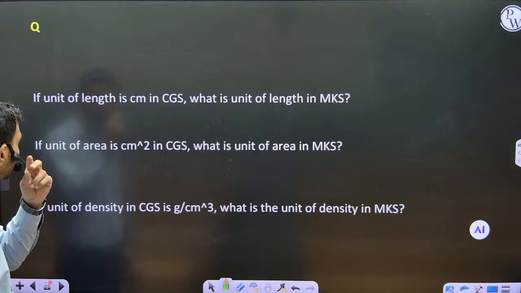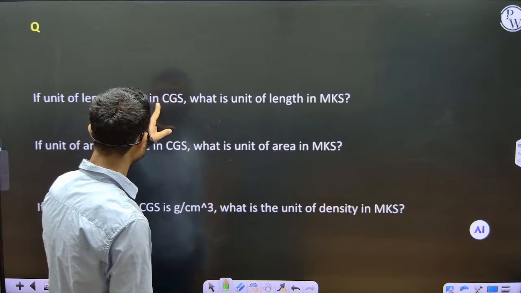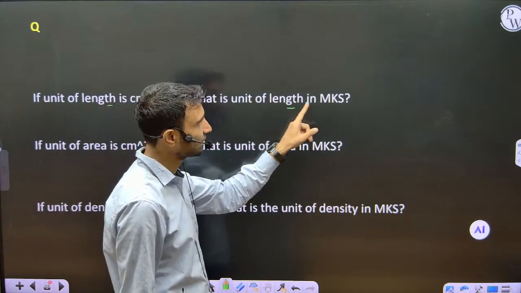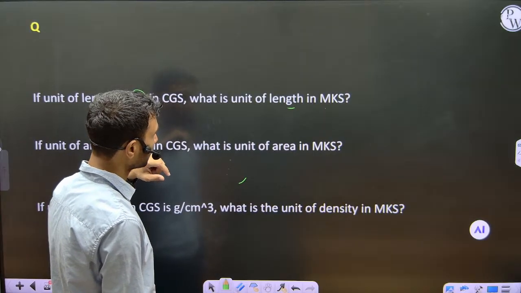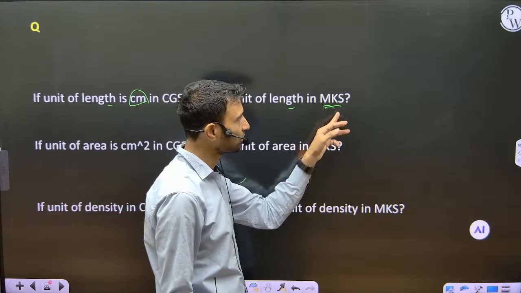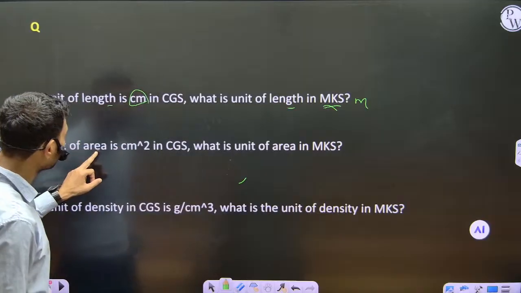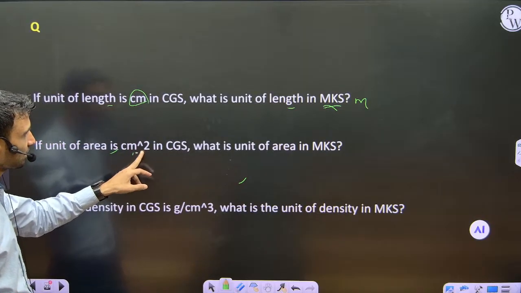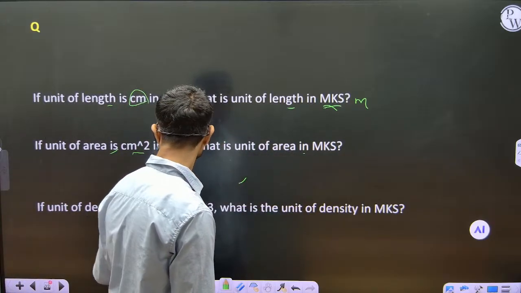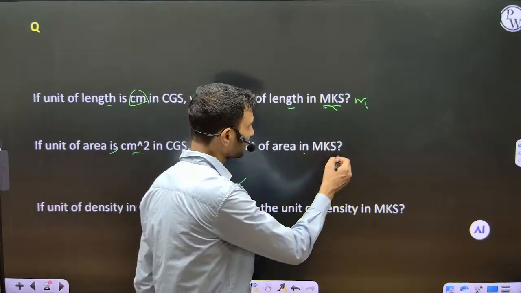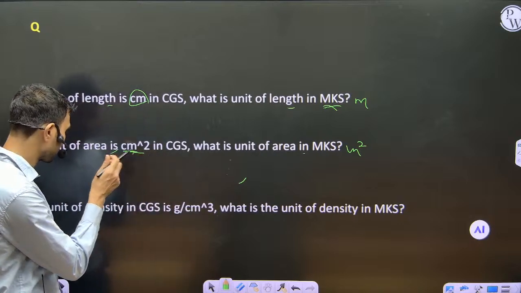Now, if the unit of length in CGS is centimeter, what is the unit of length in MKS? It will be meter. If the unit of area is centimeter square in CGS, what is the unit of area in MKS? In MKS it is meter square, right? Because centimeter will become meter.